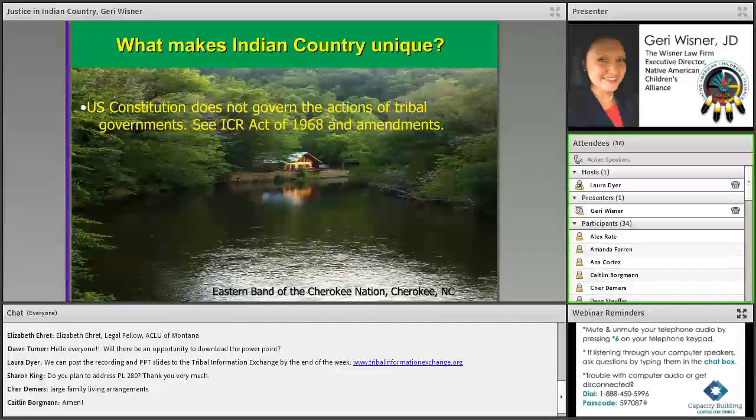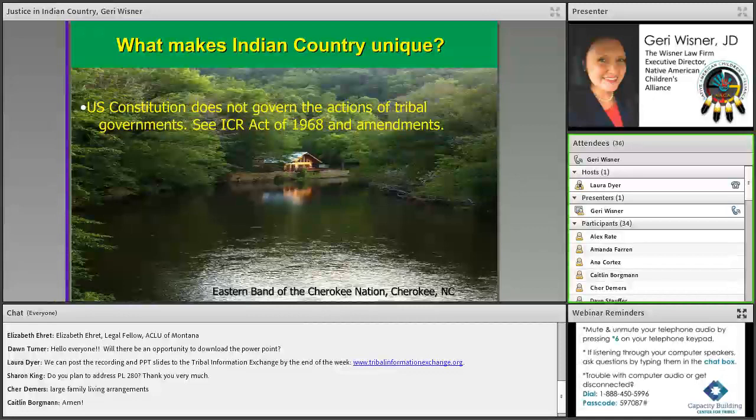You have the right to remain silent. Anything you say can and will be used against you in a court of law. If you cannot afford an attorney, sucks to be you. You shouldn't have been messing around in Indian country and acting like a ding-dong. Because the United States Constitution doesn't govern the actions of tribes, and that includes the Bill of Rights.